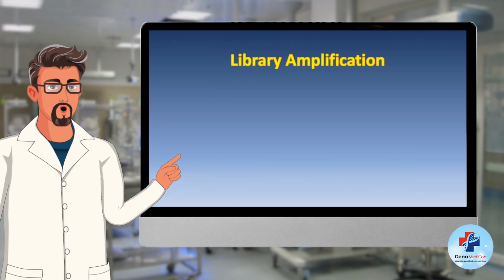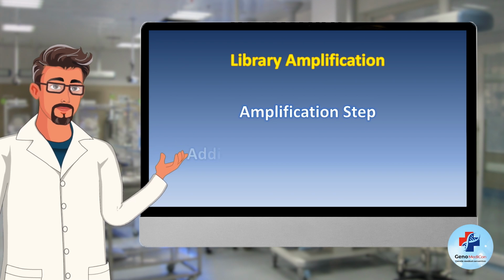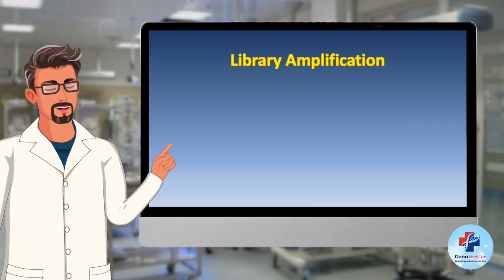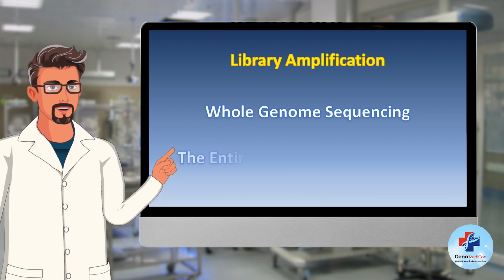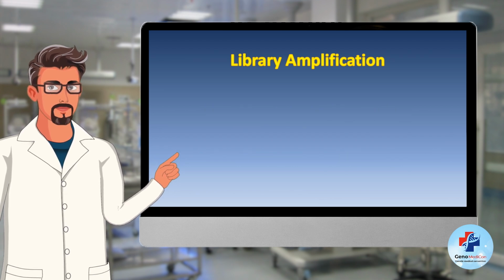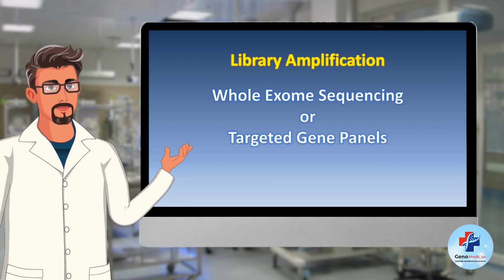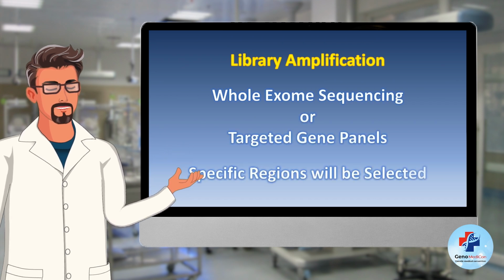In the library amplification step, depending on the sequencing application's requirement, the prepared library may undergo additional amplification to ensure there is enough DNA for sequencing. If the focus is on whole genome sequencing, the entire library may proceed to the next step. However, in whole exome sequencing or custom-designed targeted gene panels, only specific regions of the genome will be selected.